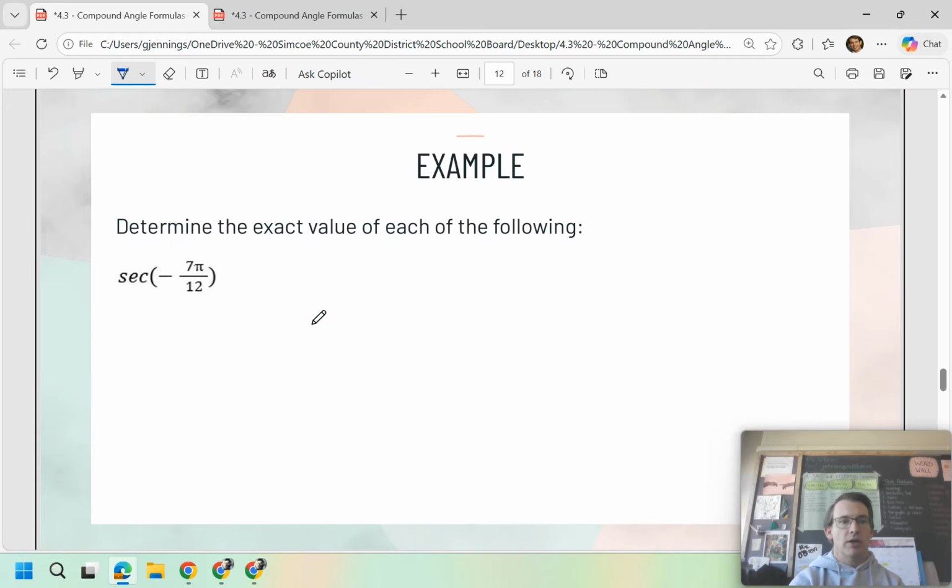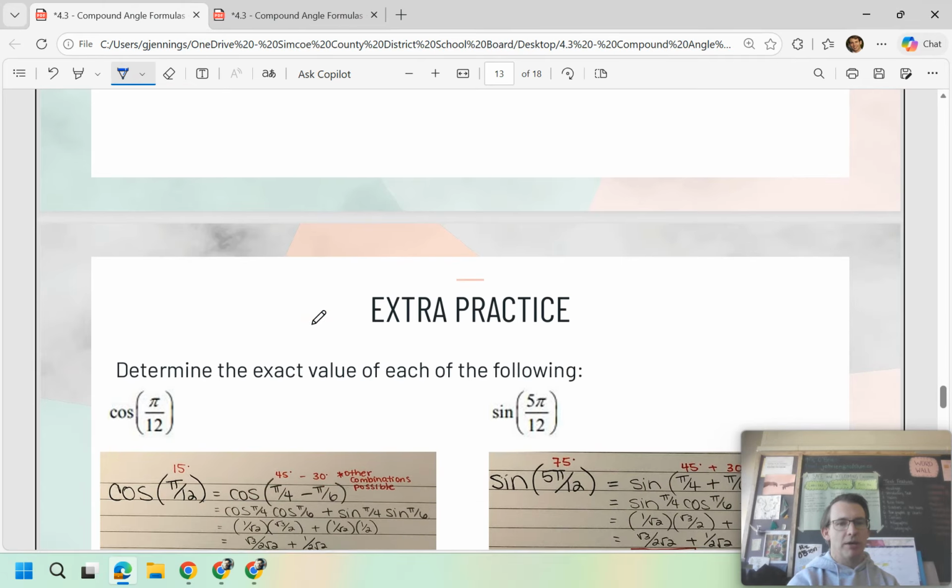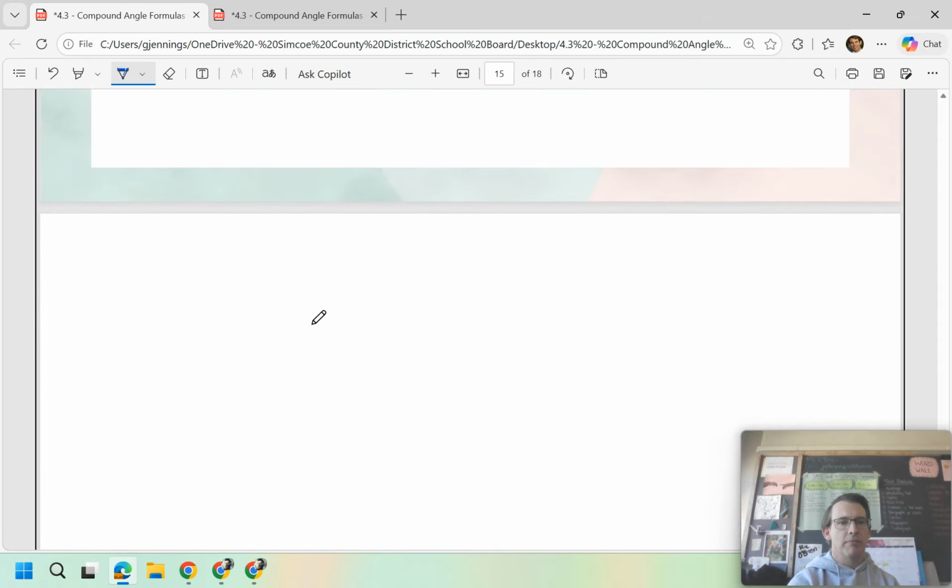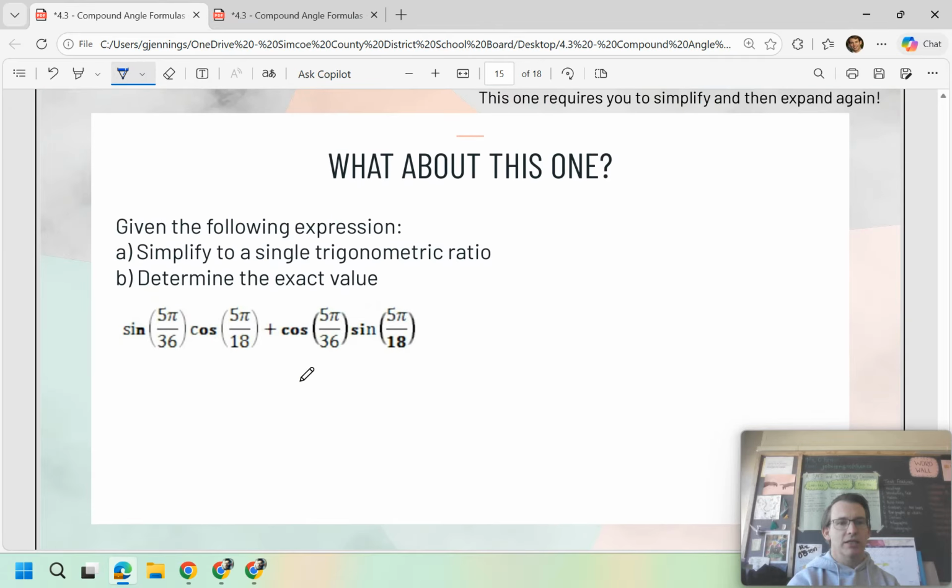Let's keep going. We got another one that's very similar. There's extra practice, we're going to skip it. But we want to get to stuff like this. If we had something like a single trigonometric ratio, determine the exact value, it's not that bad. You're going to recognize that this is sine 5 pi on 36 plus 10 pi on 36, because we have the formula for sine A plus B up there.